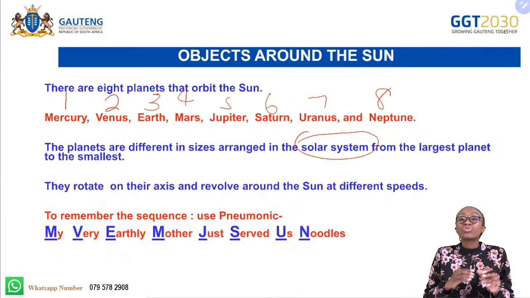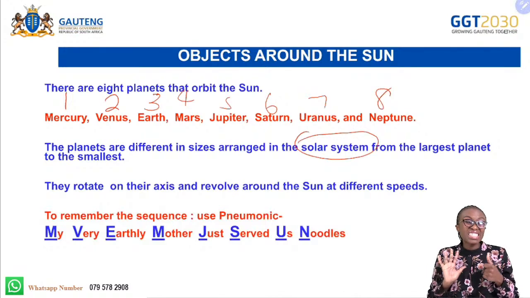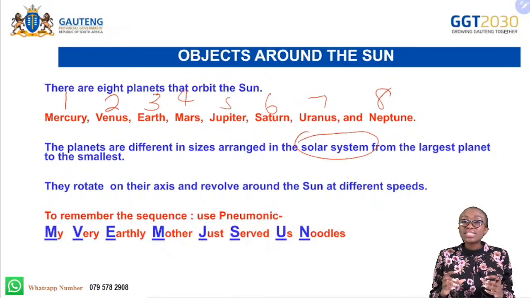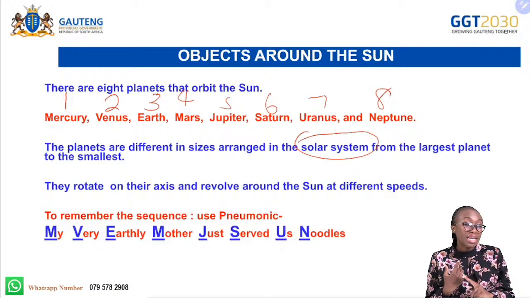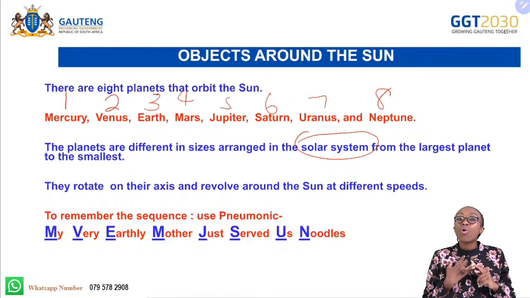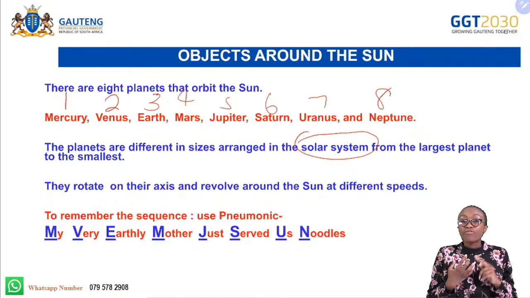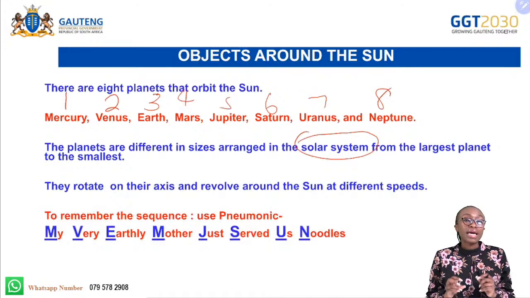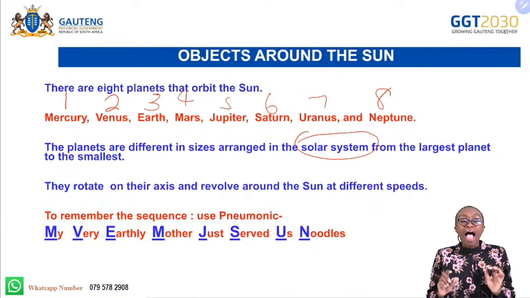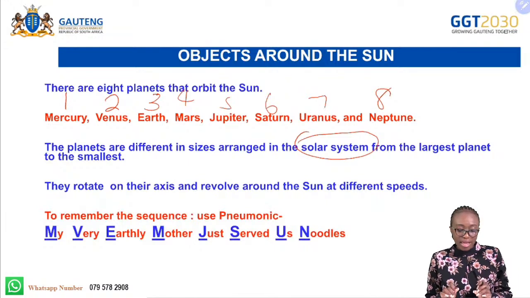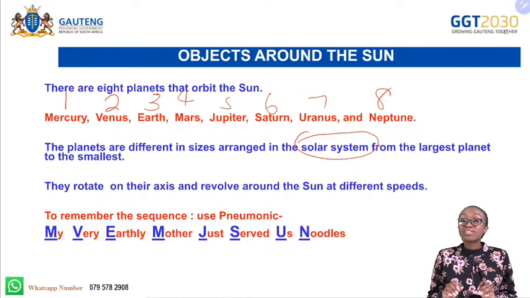So now, to remember the planets, I know there are quite many. There are 8 of them, but it is easy to remember them. And guess what? This little mnemonic that I'm going to give you is going to help you remember the names of the planets as well as the order that they are in from the sun. So let's go. My very earthly mother just served us noodles.